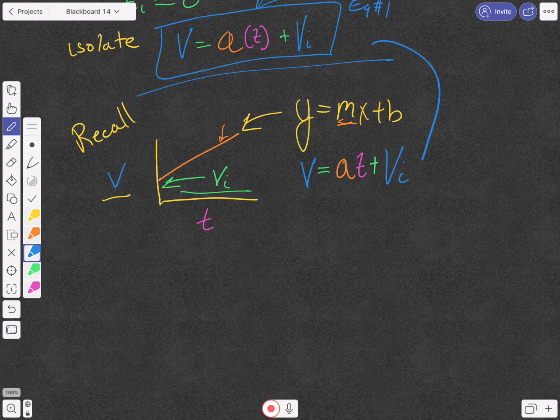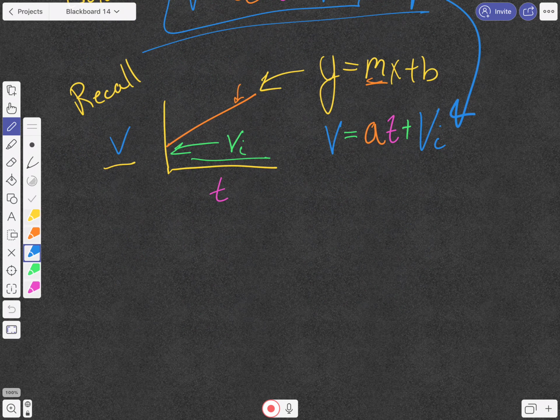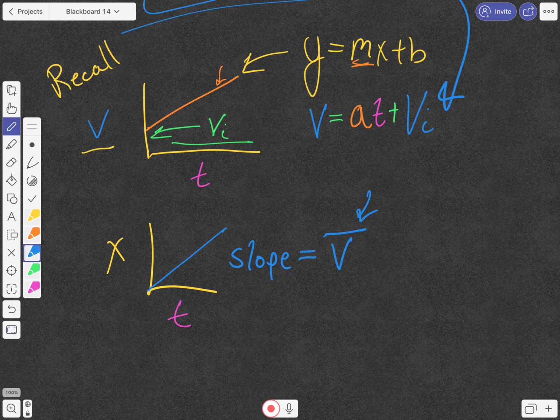So that should look familiar because we just derived where that came from back up here. Now that we have that, I do want to remind you that if instead of a VT graph, we have a position time graph, and our slope, remember our slope is velocity, so that's our average velocity. That's what this line here means. We're talking about our average velocity.